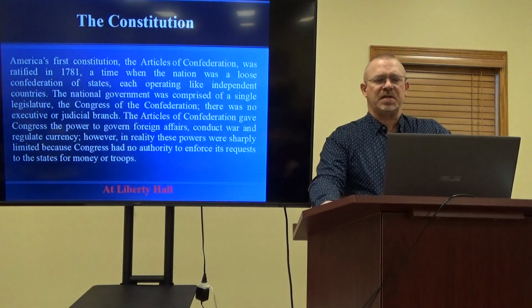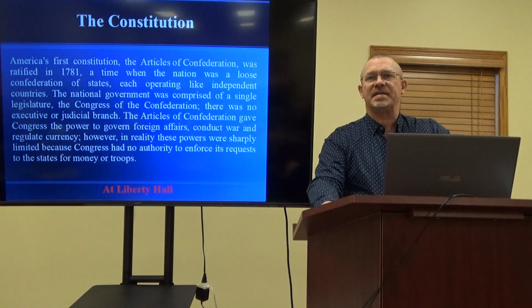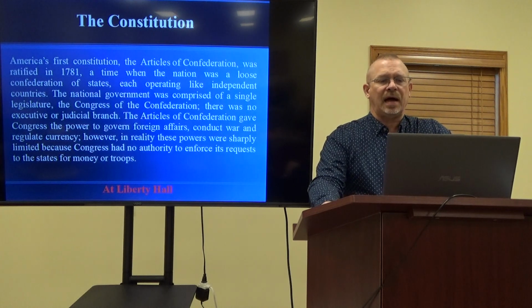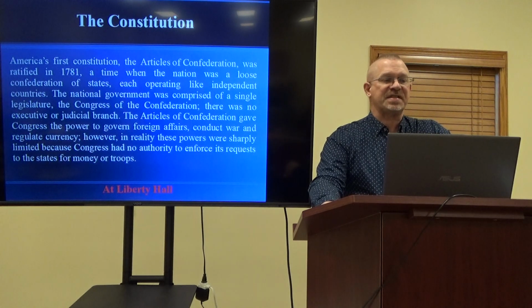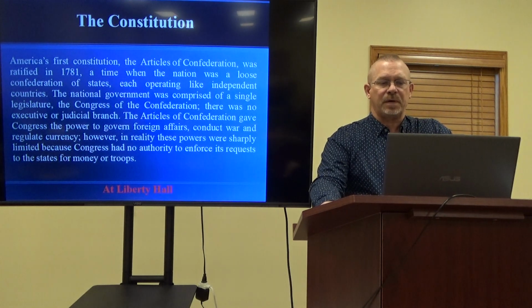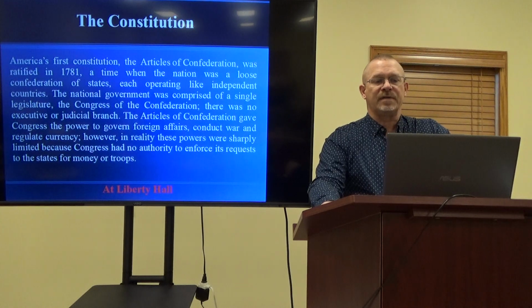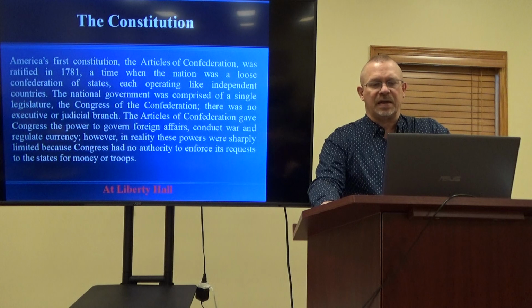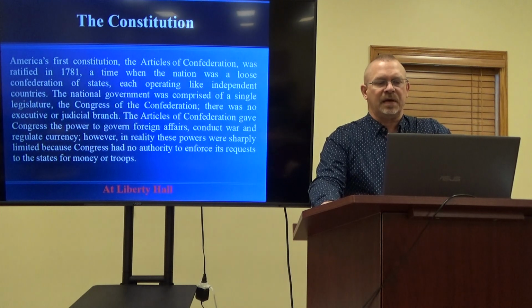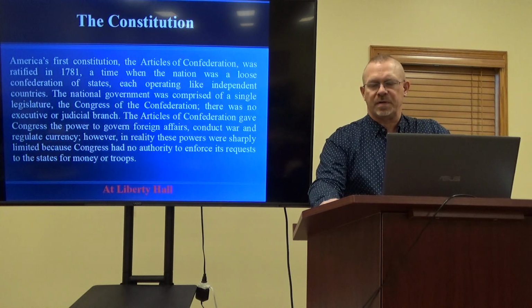America's first Constitution, the Articles of Confederation, was ratified in 1781, a time when the nation was a loose confederation of states, each operating like independent countries. The national government was comprised of a single legislature, the Congress of the Confederation. There was no executive or judicial branch. The Articles of Confederation gave Congress the power to govern foreign affairs, conduct war, and regulate currency. However, in reality, these powers were sharply limited because Congress had no authority to enforce its requests to the states for money or troops.